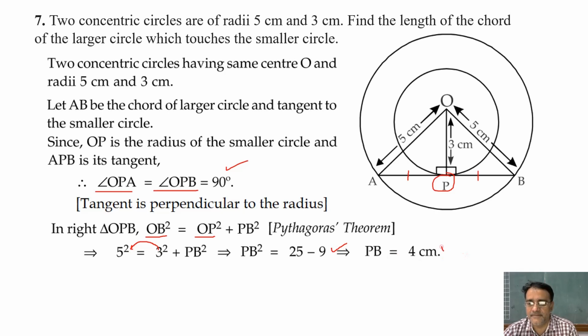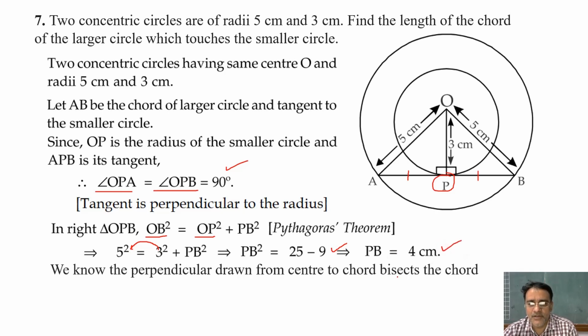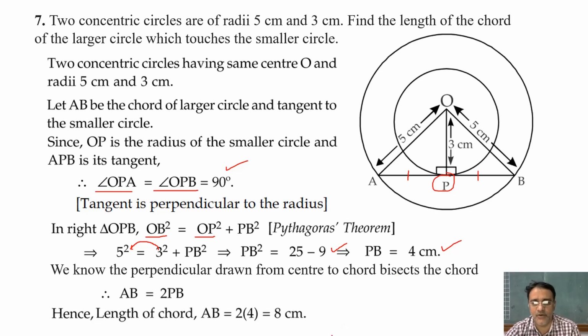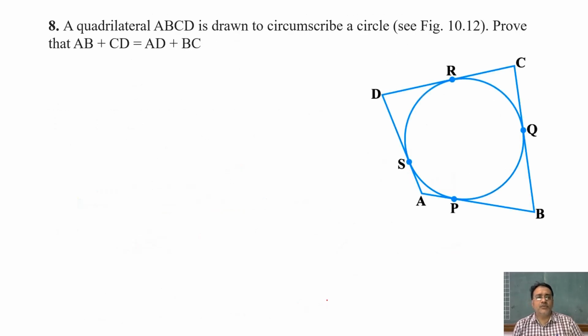4 centimeter. Okay. So now we know that the perpendicular drawn from the center to chord bisects the chord. So therefore AB is 2 times of PB. That is 2 into 4, 8 centimeter. Any doubt in this question? This is a very important question. No, sir. Okay. Now we are moving towards another very important question.